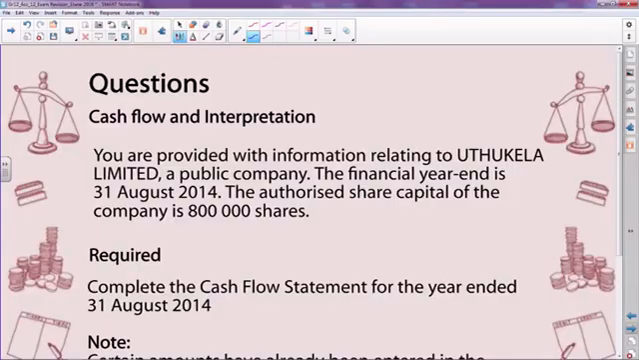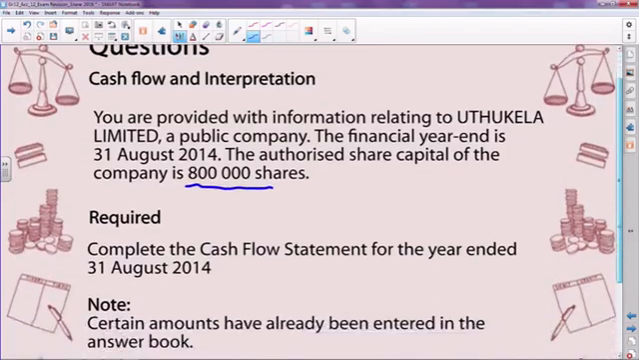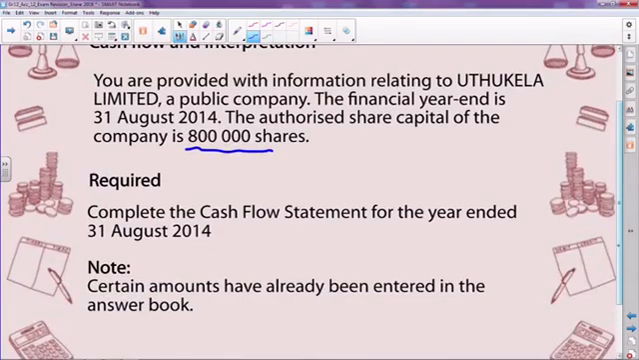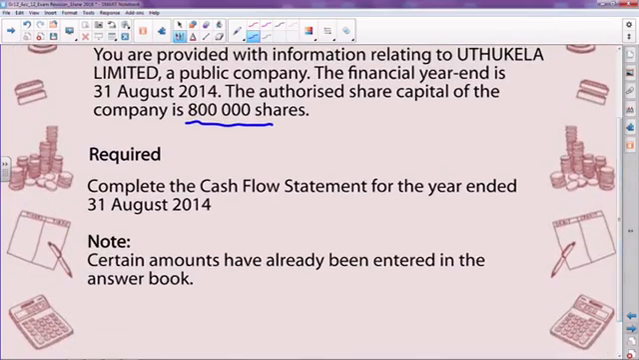You are provided with information relating to Utukela Limited, a public company. The financial year end is the 31st of August 2014. The authorized share capital of the company is 800,000 shares. That's the maximum number of shares that the company is allowed to sell, authorized. What is required of us? To prepare the cash flow statement, and we are also told to look at your answer book. Certain amounts have already been entered into the answer book for you.